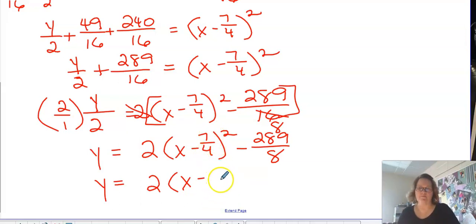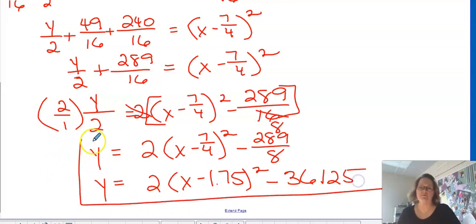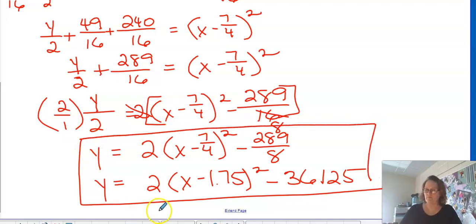Now, if you graph this, you got y equals 2 times x minus, what is that? 1.75? Yep, 1.75 squared. And you don't have to do this. This is perfectly fine to leave it like this. Minus, and then it was 36.125. So either one of these is correct, but just thought you might want to see how to get that vertex form without graphing it.